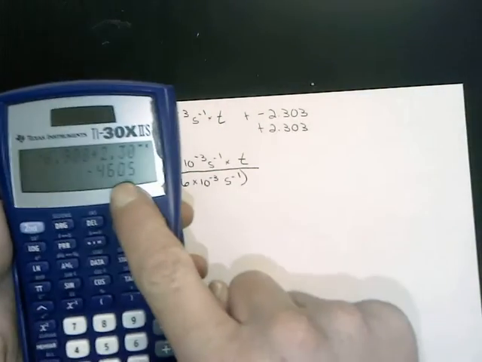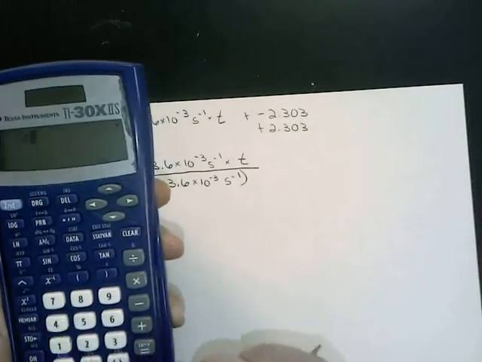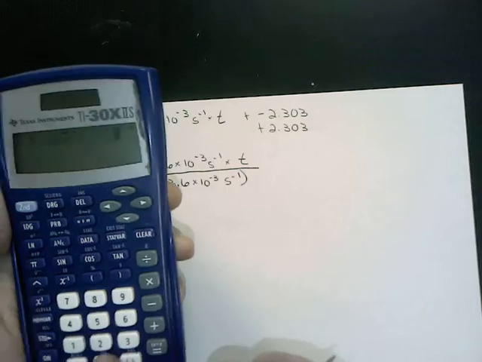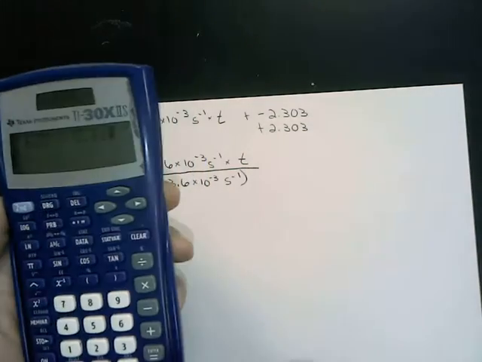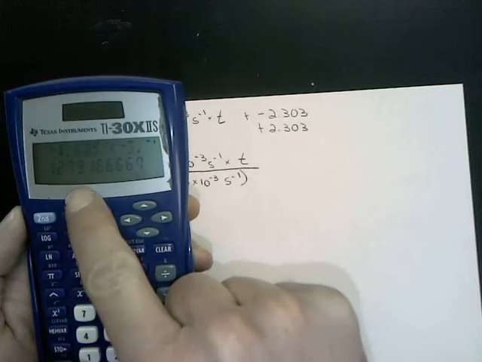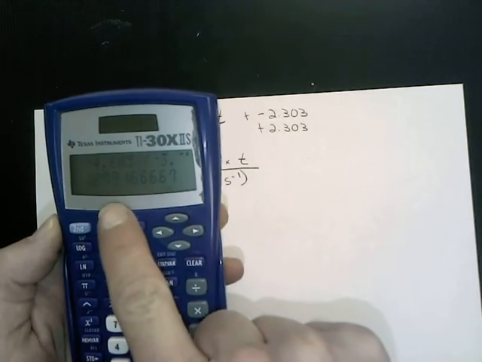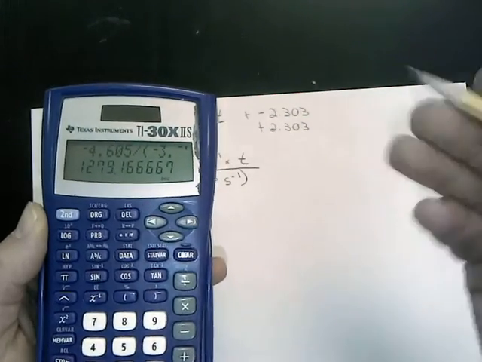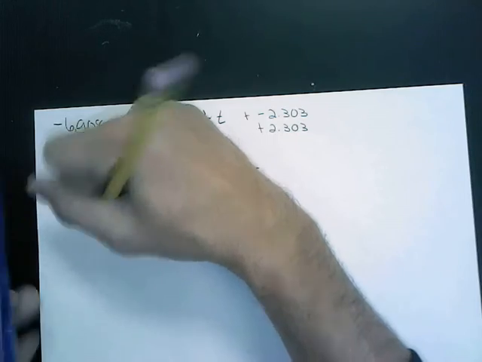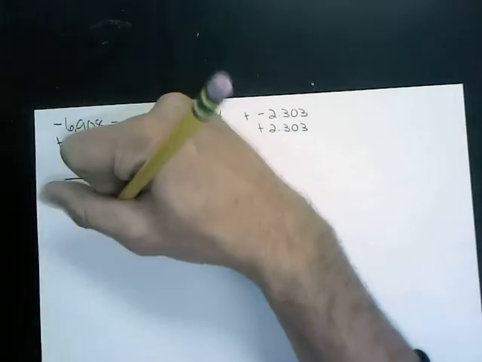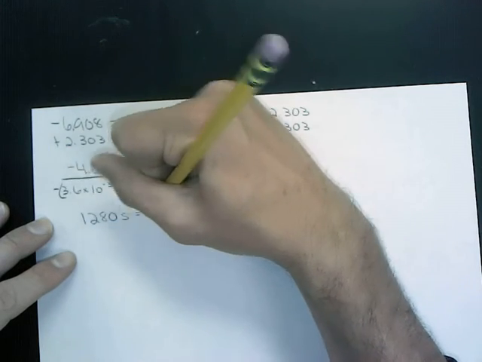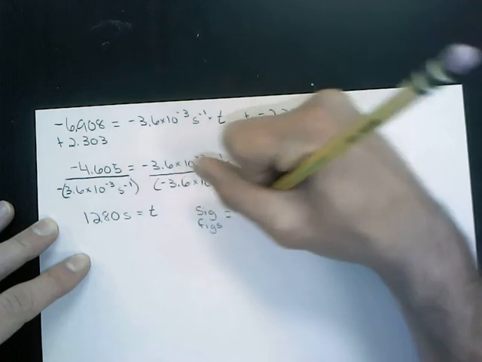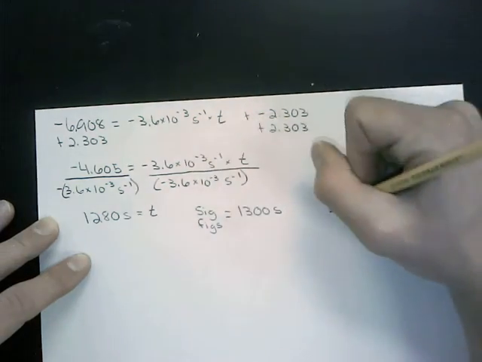I'm going to keep this in my calculator. So negative 4.605 divided by negative 3.6 times 10 to the negative third, and I get a value. I used 2 digits, so in our calculator it would be rounded to about 1280 seconds equals time. But if we're thinking about sig figs, it would actually round up to 1,300 seconds as our time.